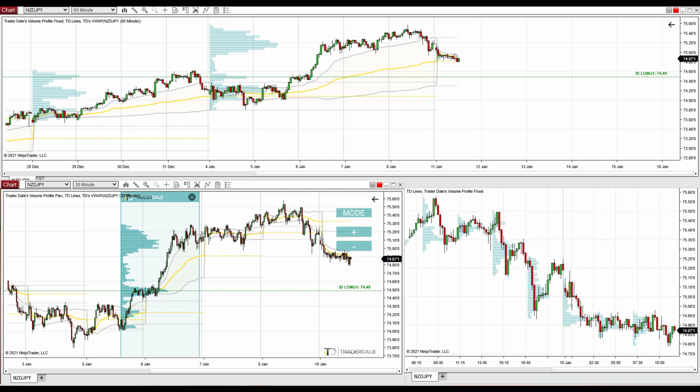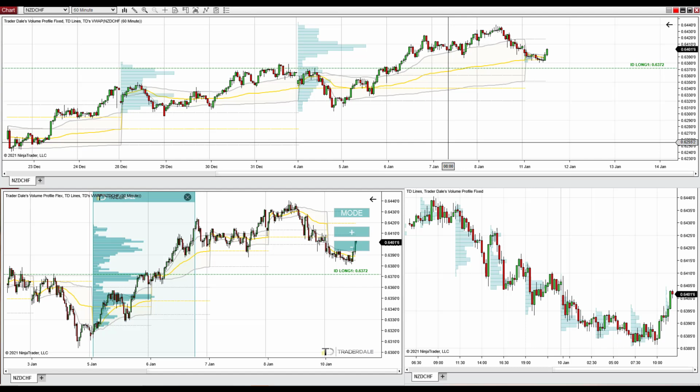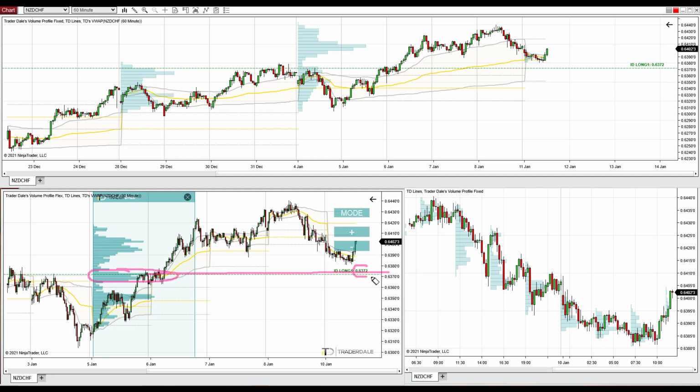And let's now jump into the last one. And this one will be on the New Zealand dollar Swiss franc. So this is the New Zealand dollar Swiss franc. And the logic behind this trading idea is also very similar to the logic which I already showed you. This trading idea is based on the trend setup as well. And it is based on a significant volume cluster which got created in here with the heaviest volume peak at 0.6372. So as I said, the logic is very similar.